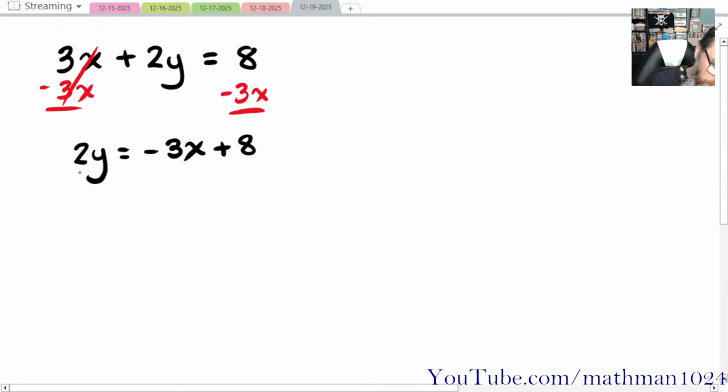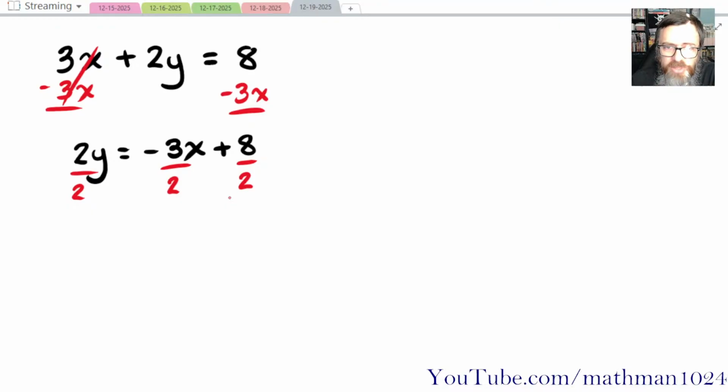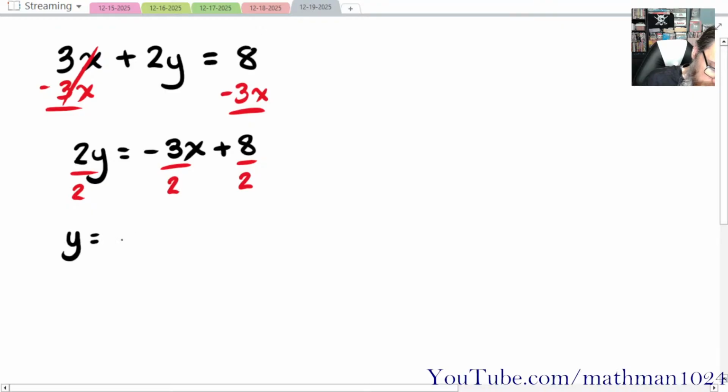Now the last thing to do here is to get y by itself. So divide everything by 2. I can do one big fraction bar on the right side, but it'll be easier if I just divide each of these by 2. It's the same thing as dividing the whole side by 2. Each of these pieces gets divided by 2. So we end up with y equals negative 3/2 x plus 4.